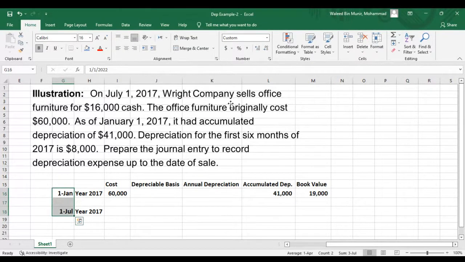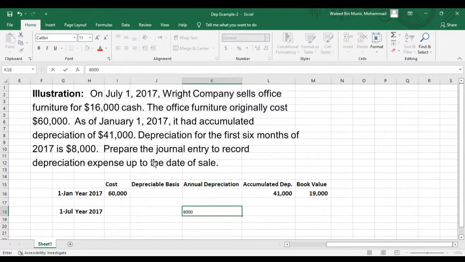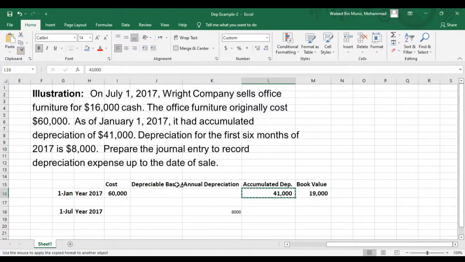How many months have passed so far? It's the same year, but we are selling it within a year. So you have to record a depreciation for that partial year. It is not annual, it is a partial depreciation because we have to record a depreciation for 6 months. Again, it is given in this question. What is the depreciation for 6 months? 8,000, right? Is it clear?